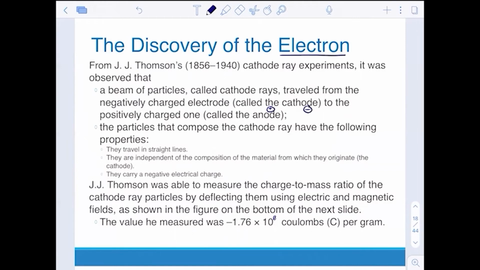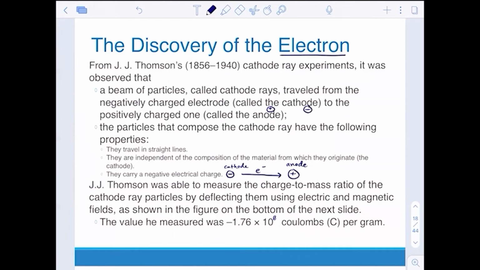The particles that composed the cathode ray had the following properties. They traveled in a straight line. They were independent of the composition of the material from which they originated, the cathode, and they carried a negative electric charge. How did he know that? Because they originated at the cathode and they traveled towards the anode. So that negative little charge, that's my abbreviation for the electron, e with a little negative charge up there, was one of the observations that he had.